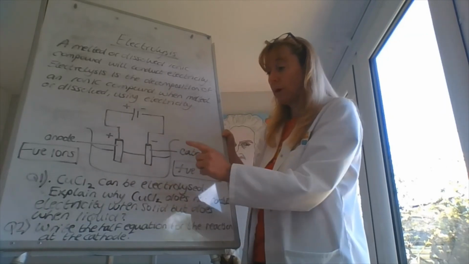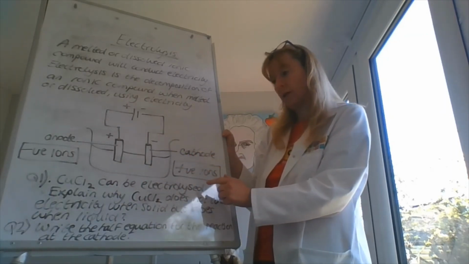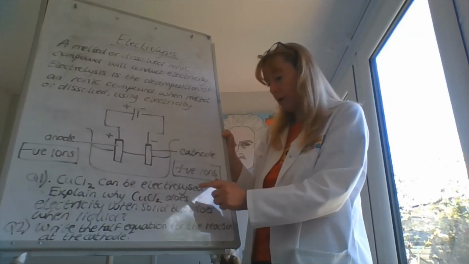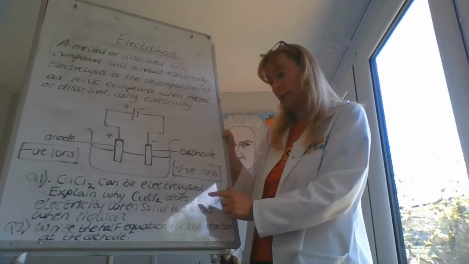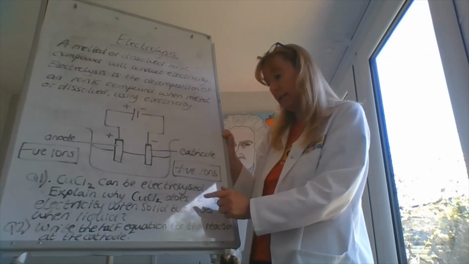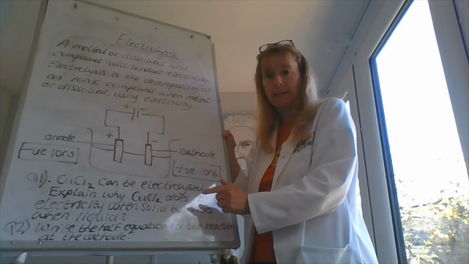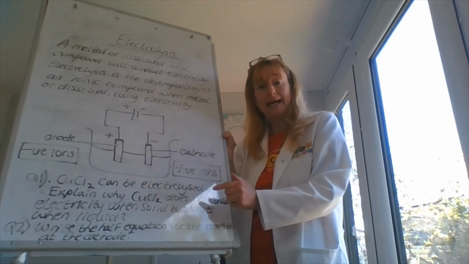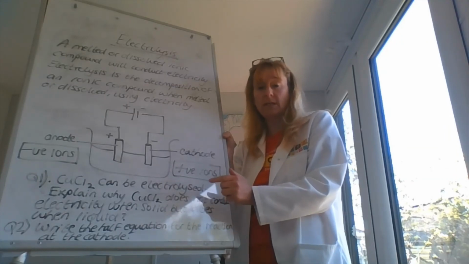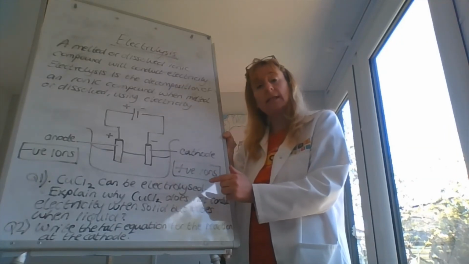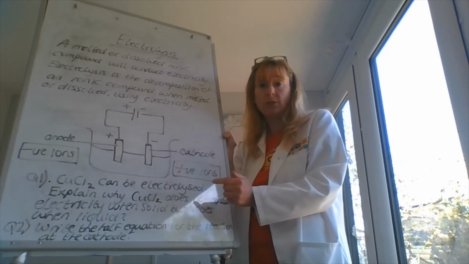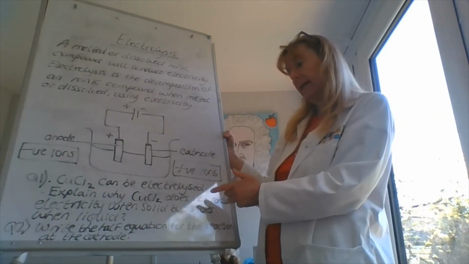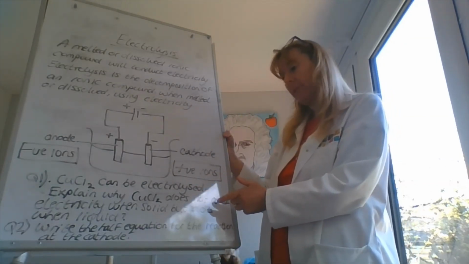Question 1, copper chloride can be electrolysed. Explain why copper chloride does not conduct electricity when solid, but does when liquid. Well, the ions are fixed in a lattice position when they are in a solid, yet when they are in a liquid, they are free to move and therefore they can conduct electricity.